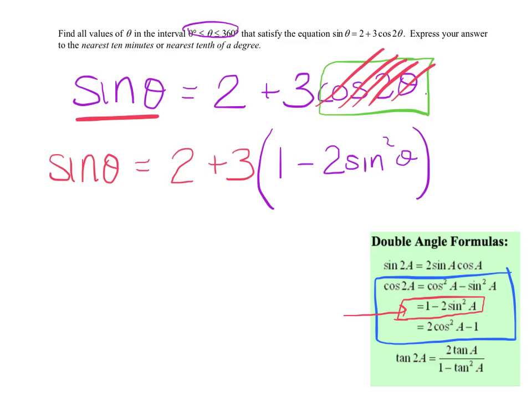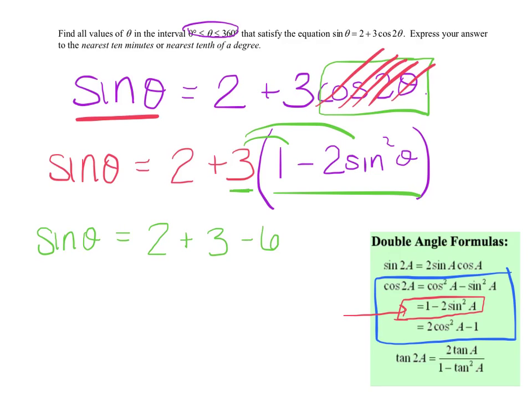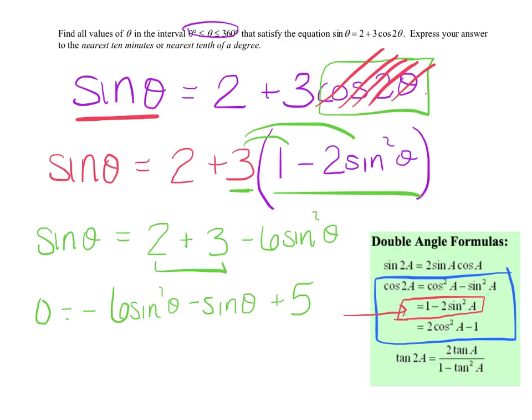All right. Now, order of operations. I have 3 times this quantity, so I'm going to distribute this 3 through. So sine theta equals 2 plus 3 minus 6 sine squared theta. And then, of course, I want to set it equal to 0. And I've got two like terms here. So check my math here. Hopefully you've got the same thing. I've got negative 6 sine squared theta. I'm subtracting the sine over. And 2 plus 3 is 5.